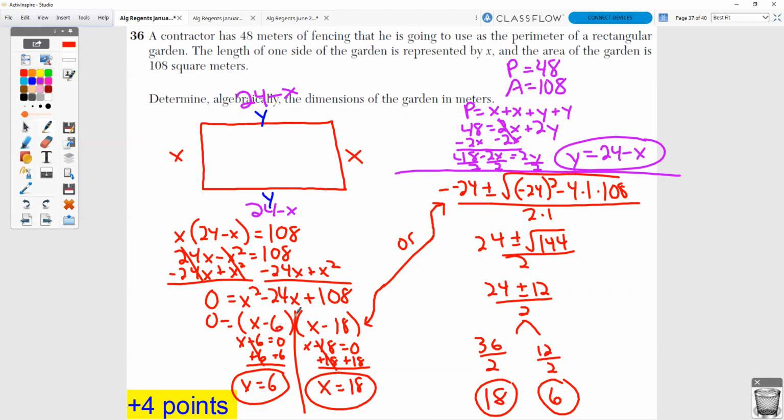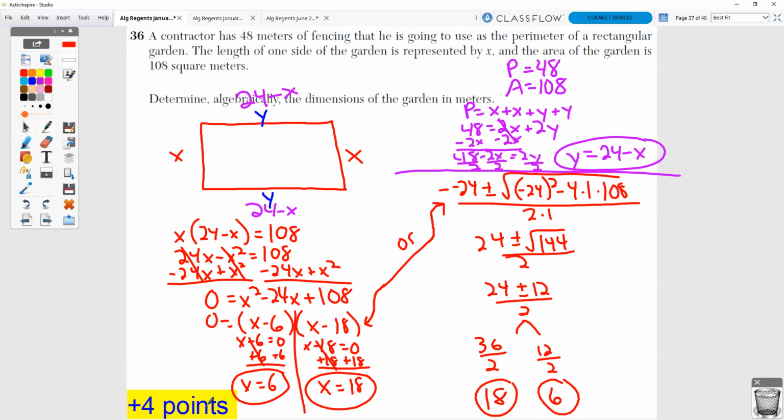Either one. If you do reverse FOIL, it's -6 times -18. Draw your line down the middle, set both sides equal to 0, and solve. You get 6 and 18. If you use the quadratic formula, 1 is your A, -24 is your B, and 108 is your C. Crank through the quadratic formula, you get 18 and 6.